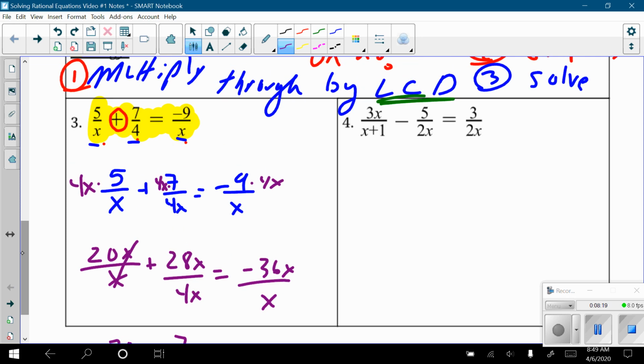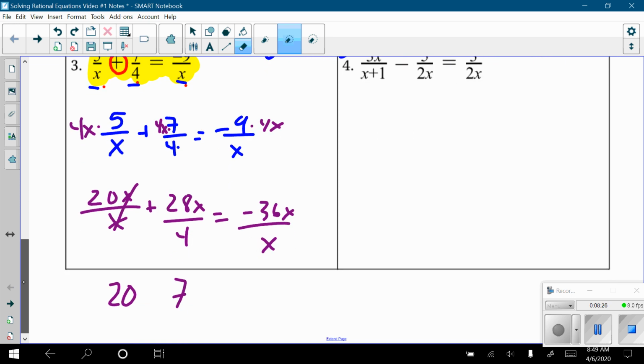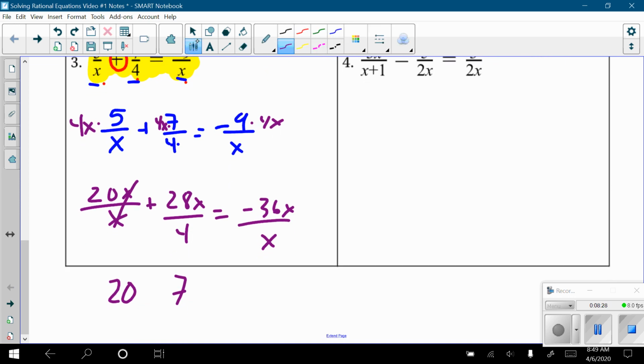I'm sorry, I made a little typo up here. Let me fix that. That wasn't a 4x, that was just a 4. All right, makes more sense. So I'm going to have 20 there, and here I'm going to get 7. I'm still going to have the x. Equals negative 36 because those x's are going to cancel.